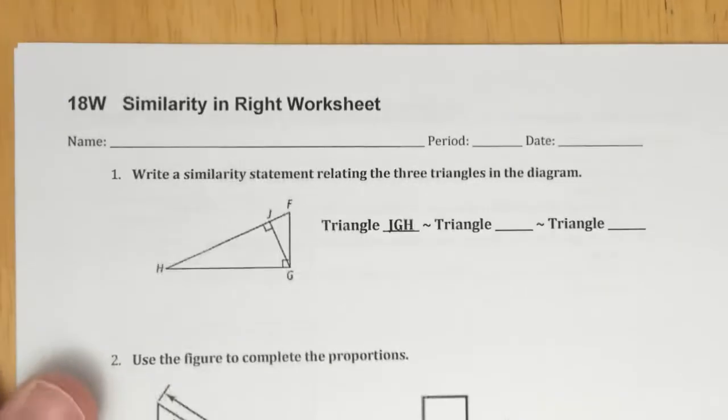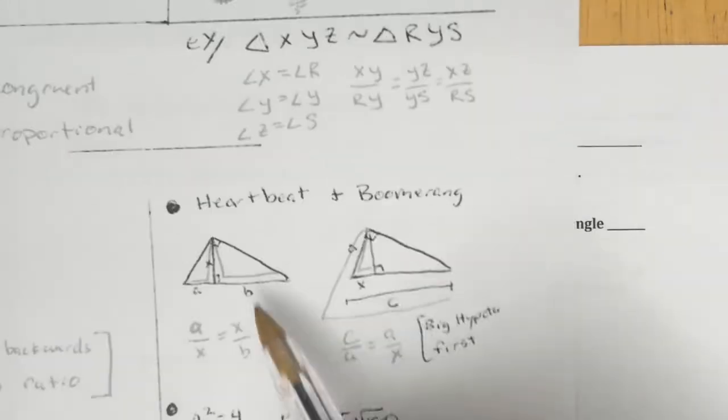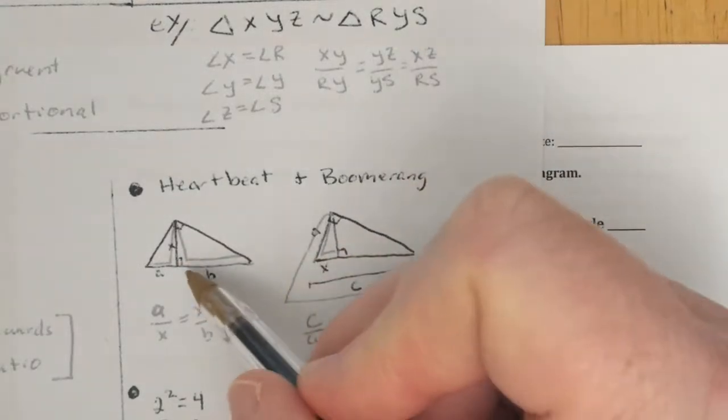All right, next. Number 18. Let's go to page 18. So we're continuing our similarity. For this one, we're going to be using heartbeat and boomerang, which I love ever so much. So heartbeat.